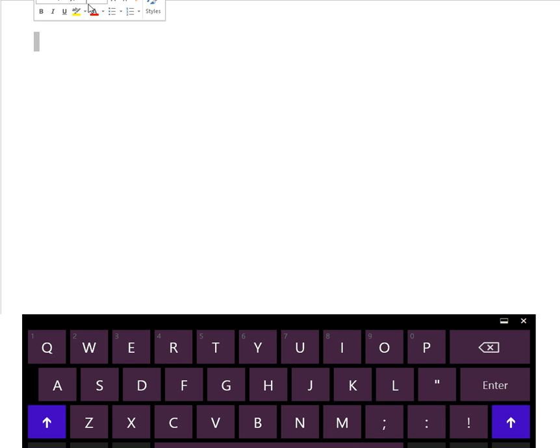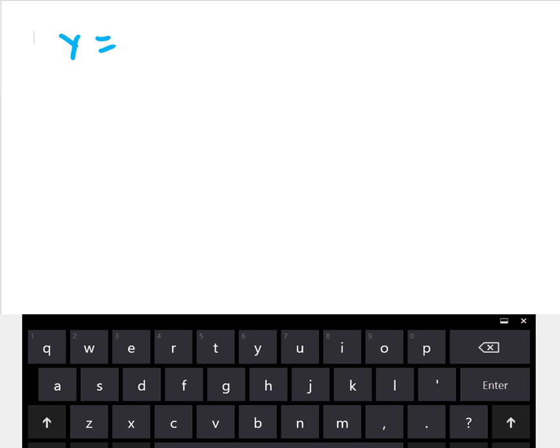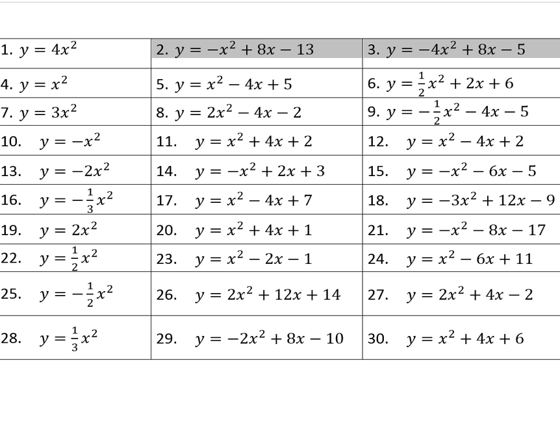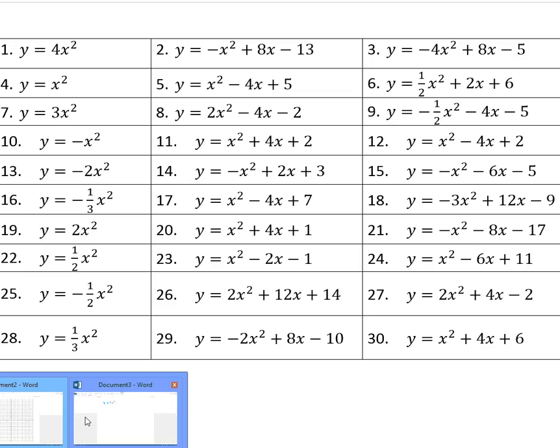Today we're going to look at graphing the equation. Let me get rid of this stuff. Crazy things happen sometimes. We're going to graph y equals 4x squared. Okay, so that's what we're going to graph.